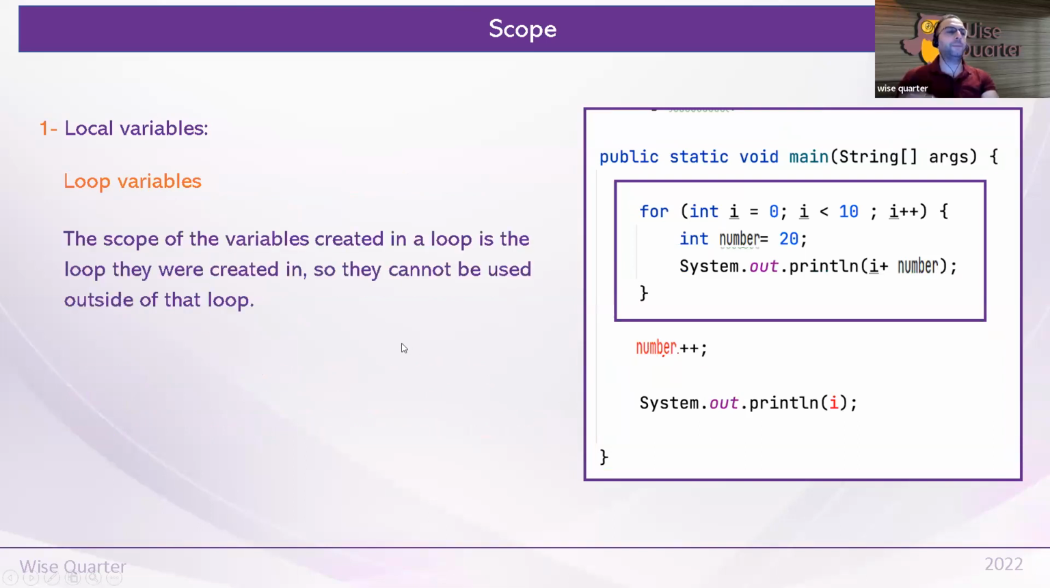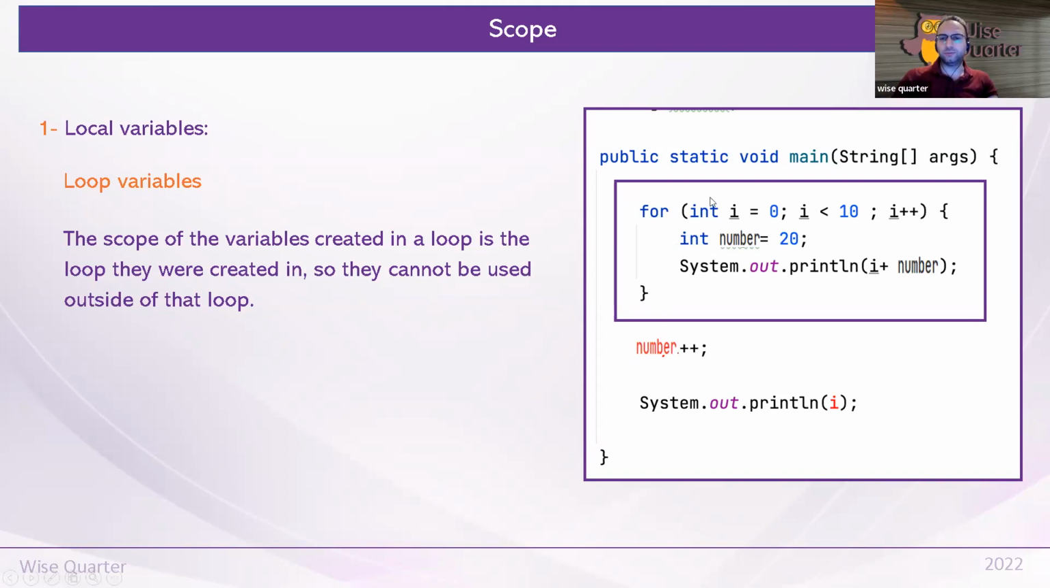Yes, I have always told you that local variables are created in methods, but there are also loop local variables. The logic is the same. If you create a variable in a loop, it will be a local variable, and it will belong to the loop you have created it inside of.